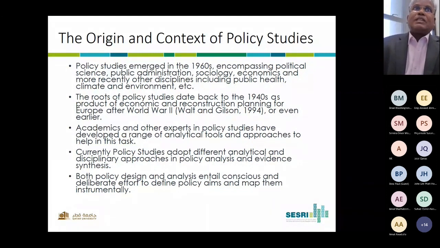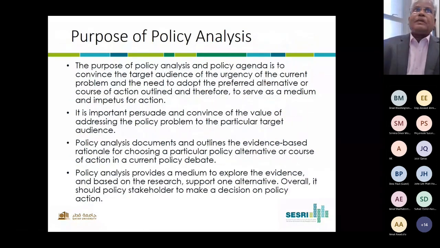If someone is dealing with a policy on law, the analytical approach would be a law subject area. Similarly, if someone is dealing with an economic policy, the analytical framework, the analytic policy tool, would be an economic analysis. Both policy design and analysis entail conscious and deliberate effort to define policy aims and map them instrumentally.